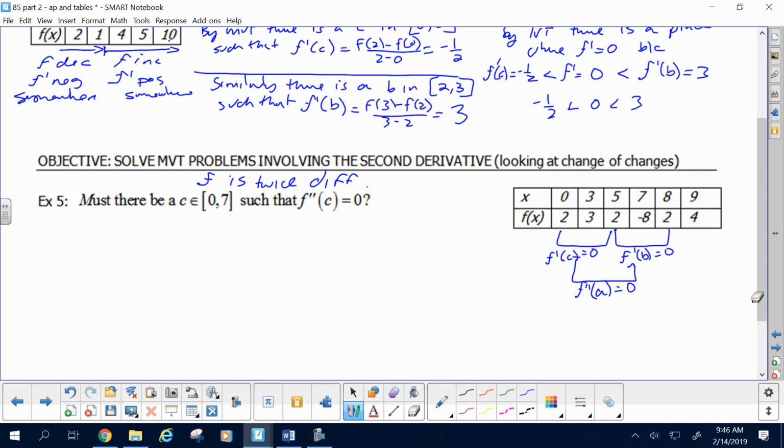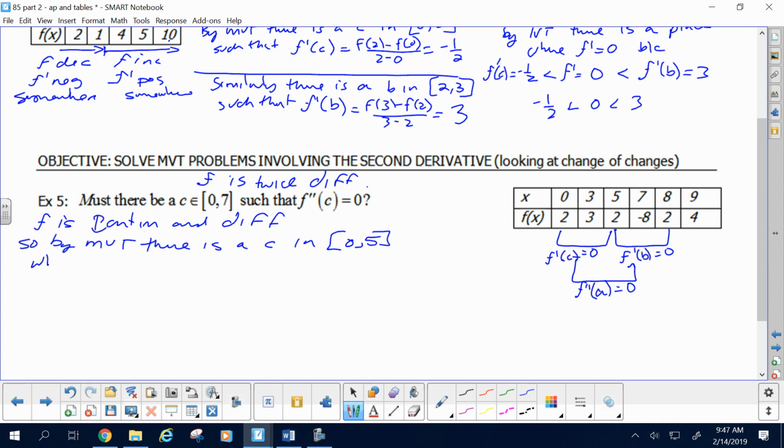Okay, so here we go. F is twice differentiable, so f is continuous and differentiable. You don't have to. It's kind of given, so you just say f is continuous and differentiable. So by MVT, again, say it for me. There is a C in when, in where, in what interval? 0 to 5. Where or such that?